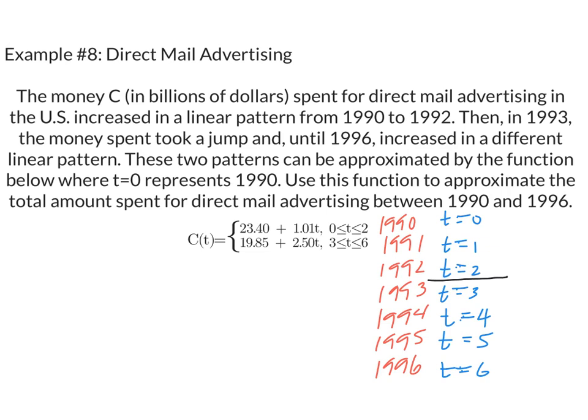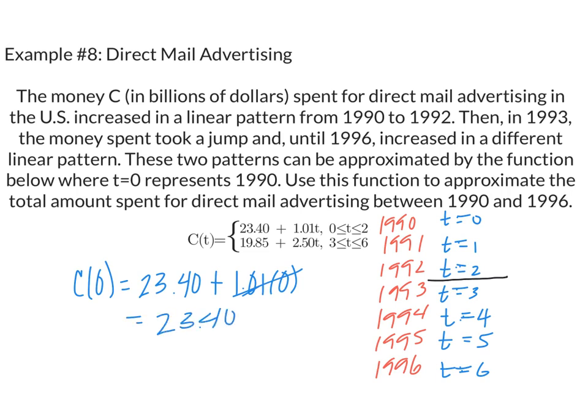So as an example, I'll show you one example from each side. If I wanted to find c of 0, that would be 2340 plus 1.01 times 0. Well, obviously anything times 0 is going to go away. So we are left with 2340. So our answer over here, c of 0, is 2340.